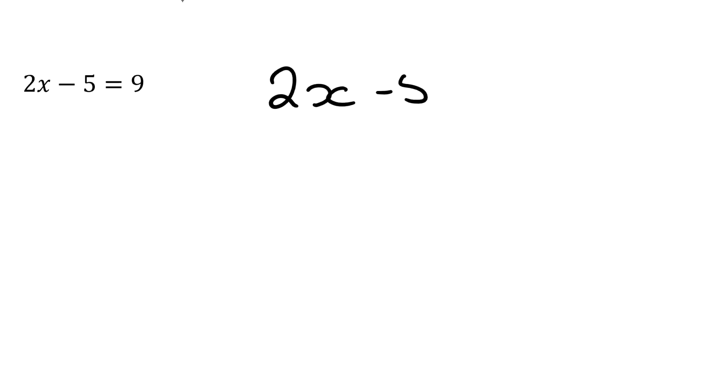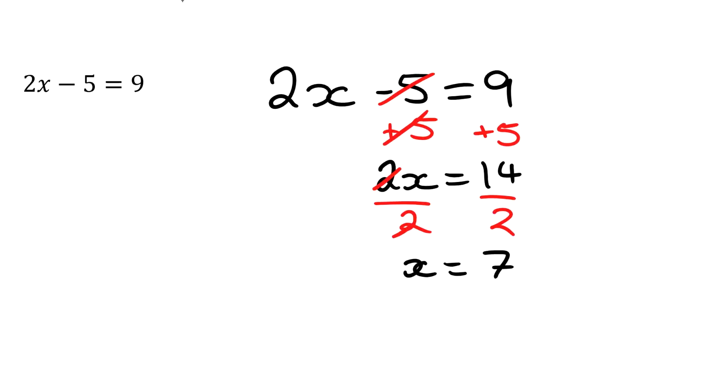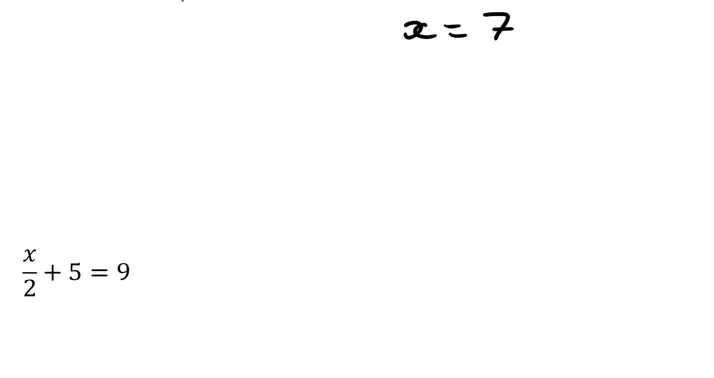We'll do this one here: 2x minus 5 equals 9. I'm going to speed this up a little bit. We're going to get rid of that 5 by adding 5 to both sides. 2x remains, equals 9 plus 5, which is 14. We have a 2 out the front of the x, so we're going to divide by 2. The 2's cancel, and I'm left with x equals 7. So you can start to get really quick at these the more you do it.